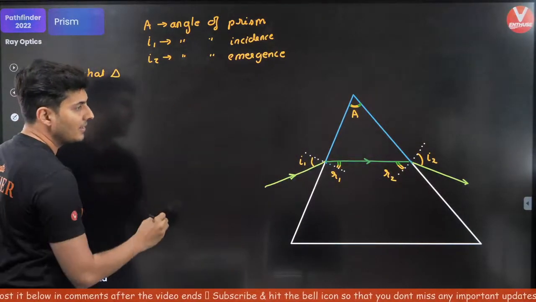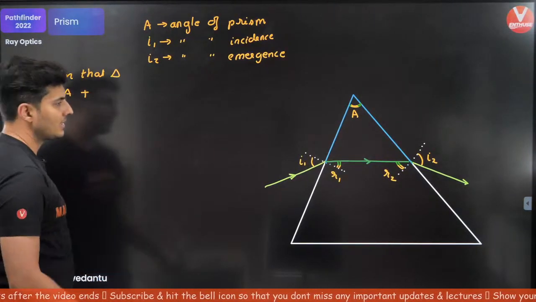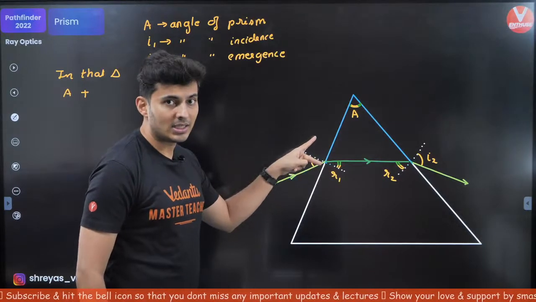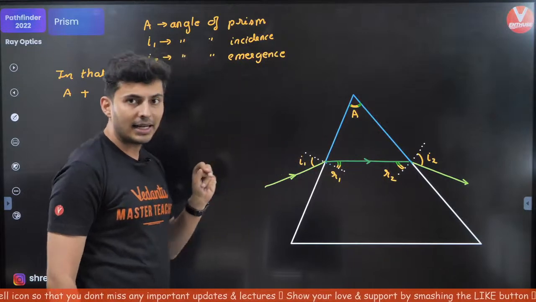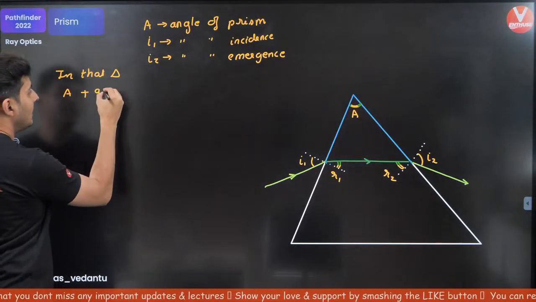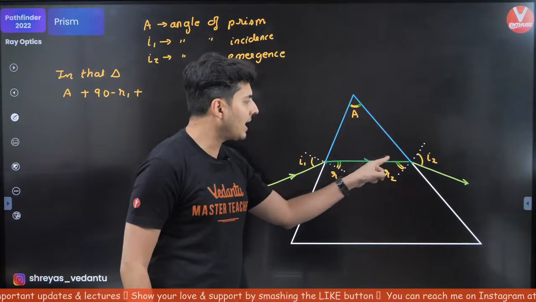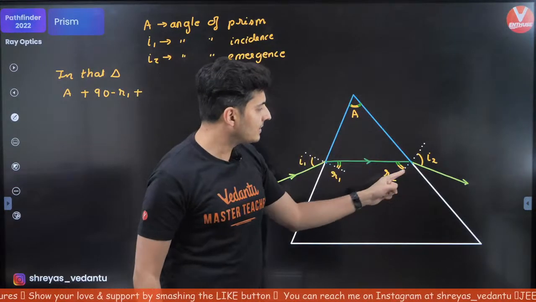if I add the angles, that means angle A plus, what is this angle? This total angle is 90 because it is the normal. This is R1, so 90 minus R1, correct? So that angle is nothing but 90 minus R1, plus, look at this angle over here. This line over here is 90 degrees.